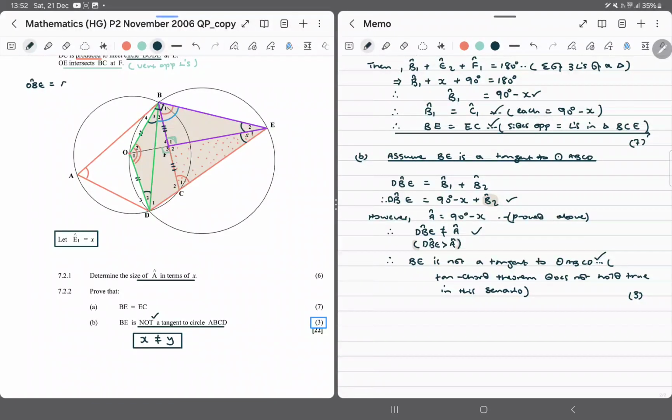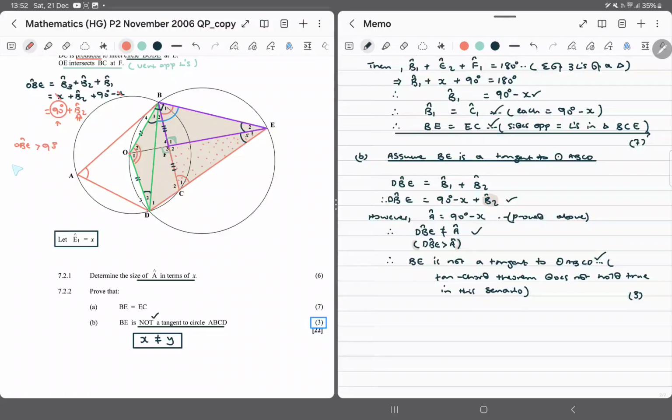Now we know that this is going to be B3 plus B2 plus B1, right? This is x plus B2 plus 90 degrees minus x. So these eliminate each other. So we can see that this becomes 90 degrees plus B2. Can you see it's not just 90 degrees? There's something extra. And so this means OBE is greater than 90 degrees.